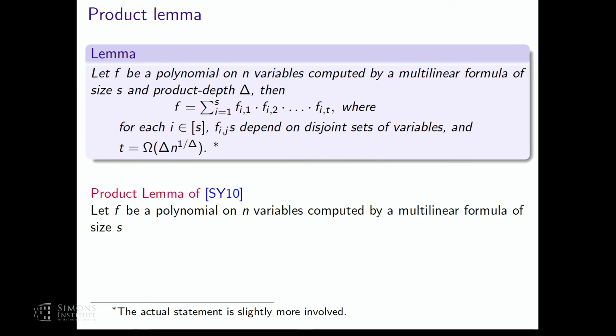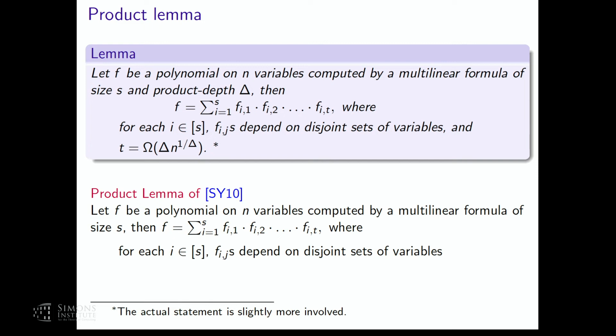In fact, this is in the survey of Shpilka and Yehudeev, which says that if f is a polynomial on n variables that is computed by a multilinear formula of size s, then f can be written down like this, where each fi depends on a disjoint set of variables, just like in our case, just that they need that the size of each of these is large. They need a size lower bound on it, and they get that the number of factors is only omega log n.